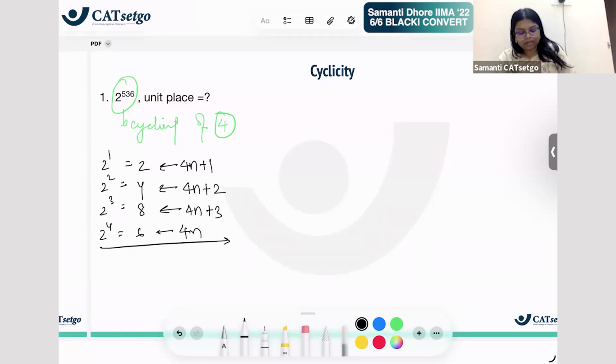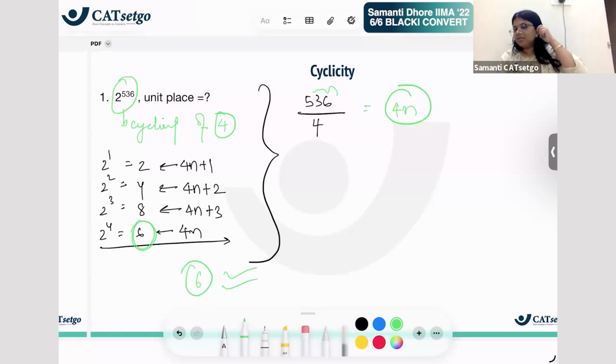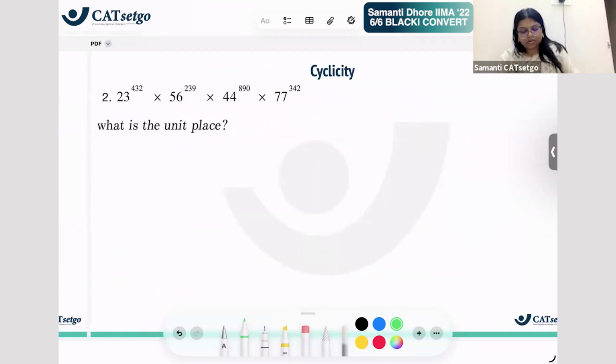Right? So I just have to find what comes when I divide 536 by 4. So directly apply the divisibility test on 536. Is it divisible by 4? Yes, it is, because the last 2 digits are divisible by 4, so the whole number is divisible by 4. So it is a 4n kind of number. So if it is a 4n kind of number, what is going to be my unit place? My unit place is going to be 6. Correct or not? Right? Very good. So now tell me, what is the unit place here?